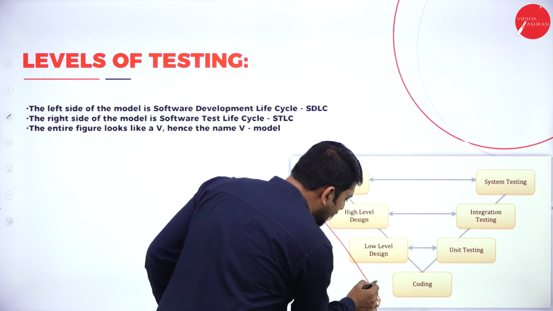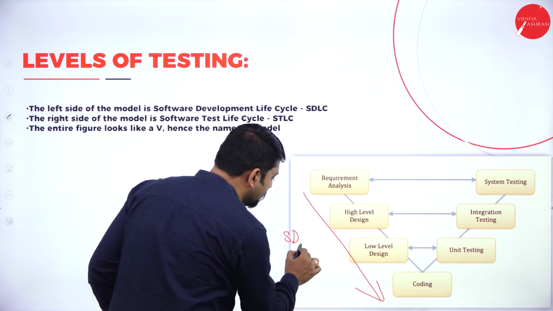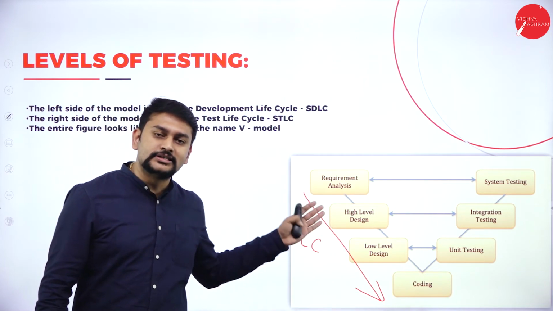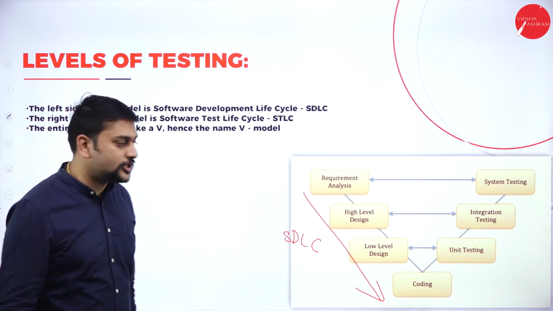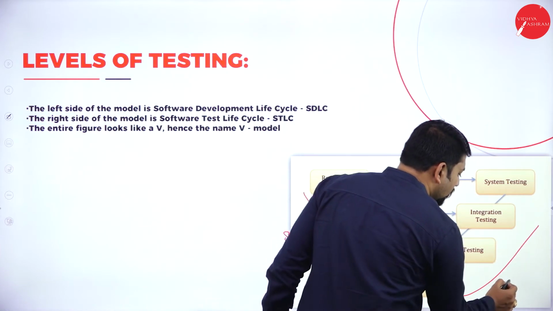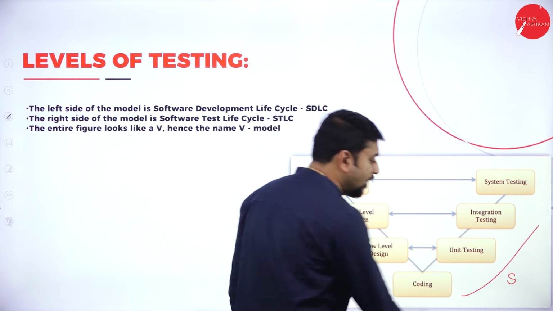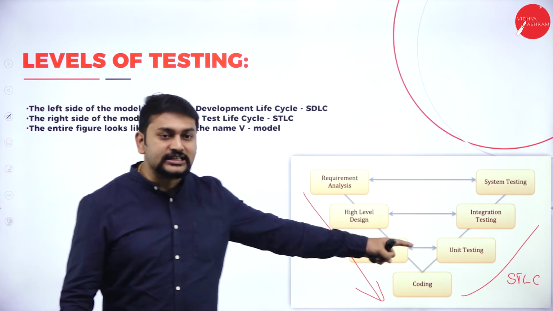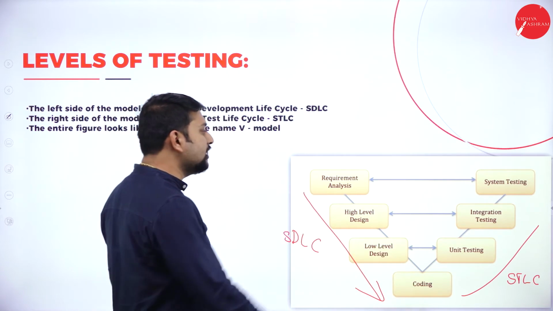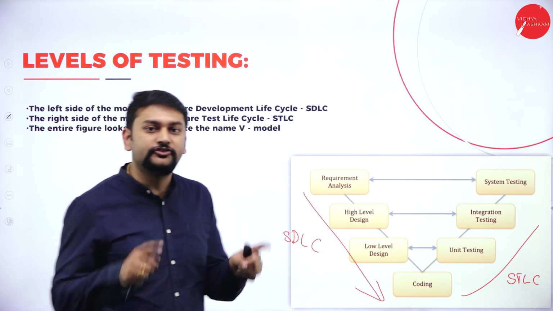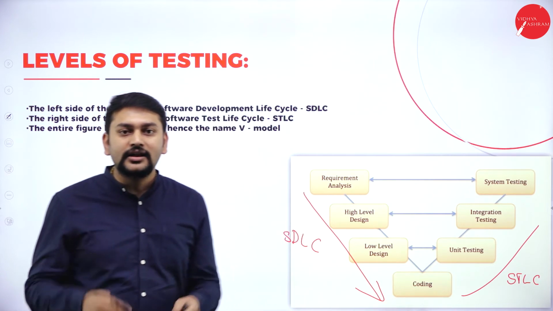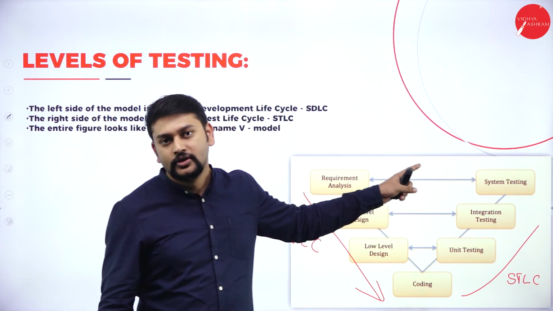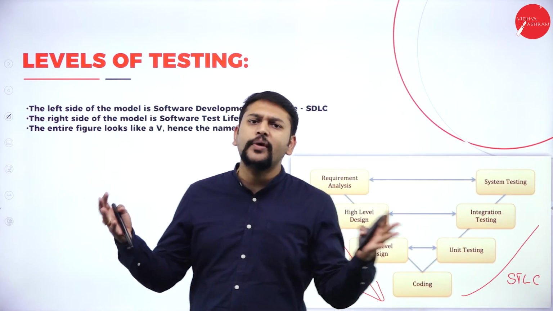When it comes to the levels of testing, please observe whatever you have in this part. This is what I will call the software development life cycle. Whatever steps you are able to see on this side, this is the software development life cycle, but whatever you see on that side is what I will call the software testing life cycle. This is SDLC and that is STLC. It is coming in a V shape, that's why we call it the V model. How exactly is it coming in a V shape? Each step is related to one particular testing, the corresponding testing.